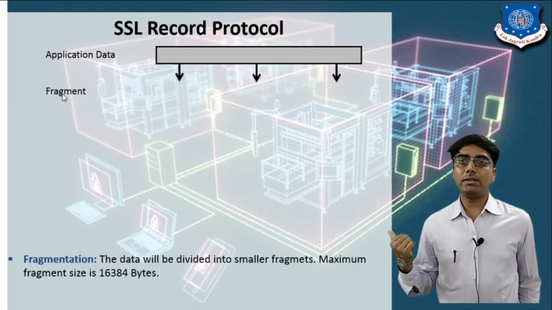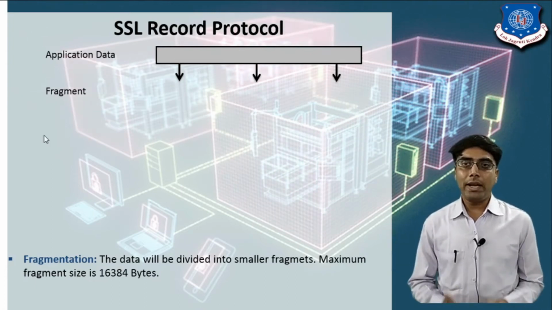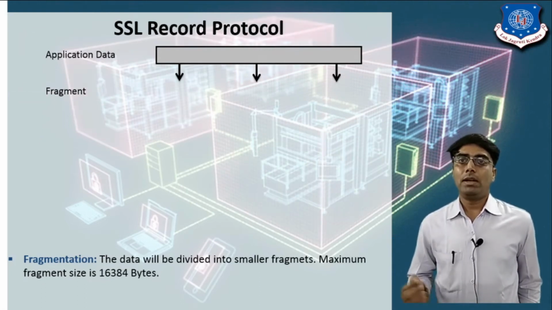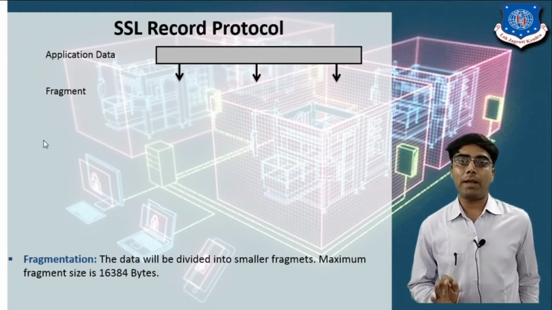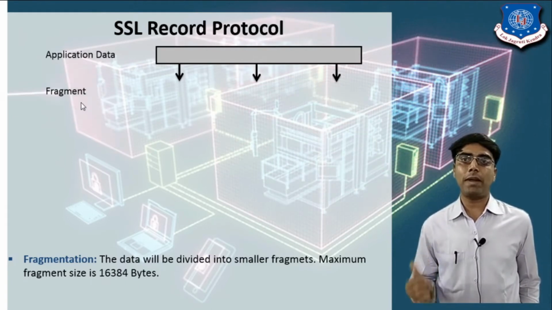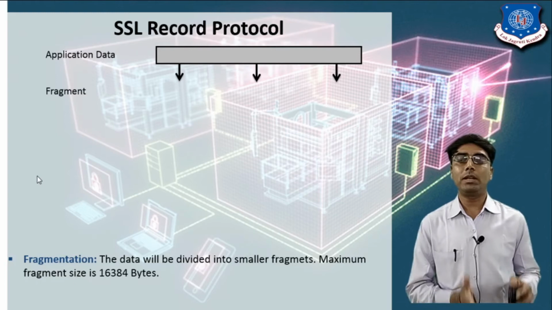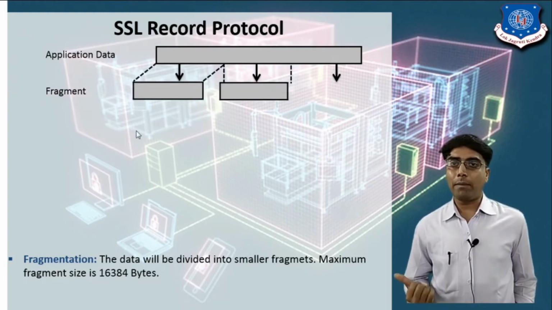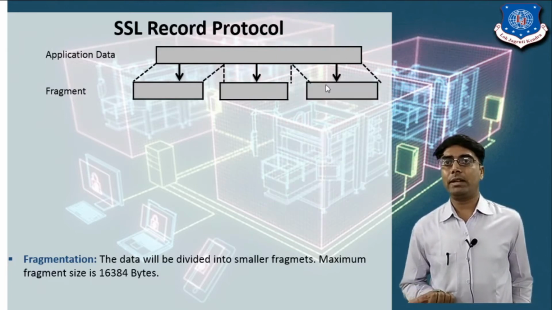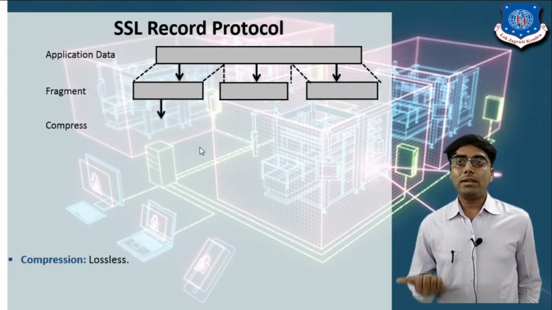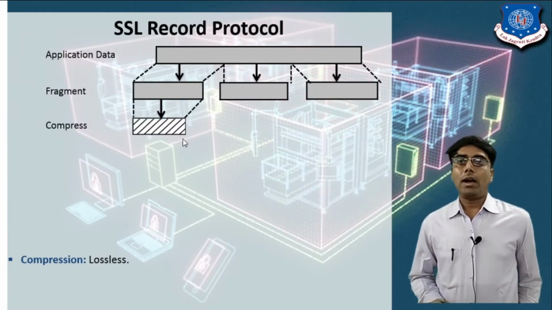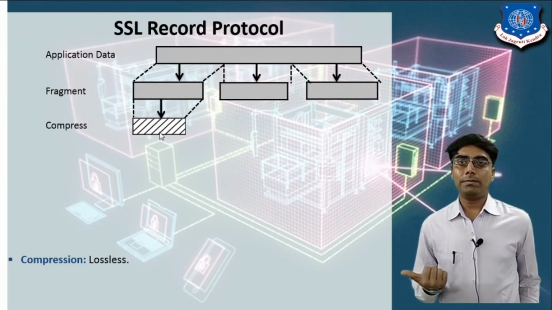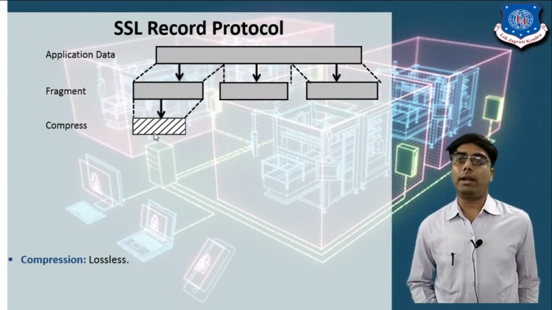It means the fragmentation divides your application data into smaller fragments. Now, what is the size of the fragment? Here the maximum size of the fragment is 16,384 bytes. Now we have fragmented the application data, and we are considering one fragment. Now we apply the compression method on the first fragmented data.